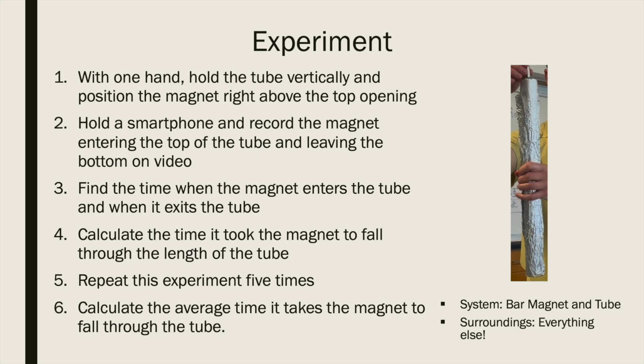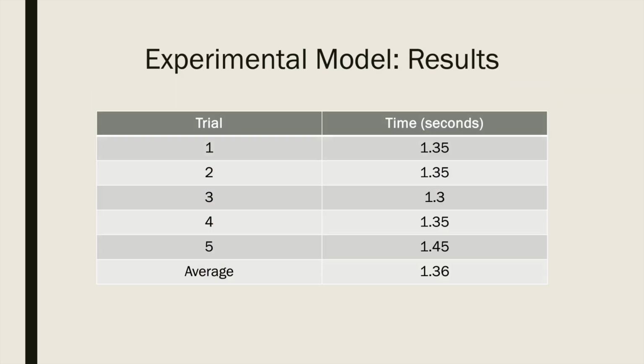We repeated this experiment 5 times and then calculated the average time it took for the magnet to fall through the tube. The system in this experiment is the bar magnet and tube, and the surroundings is everything else. Here is the data collected from the experiment. The average time calculated from 5 trials was found to be 1.36 seconds.